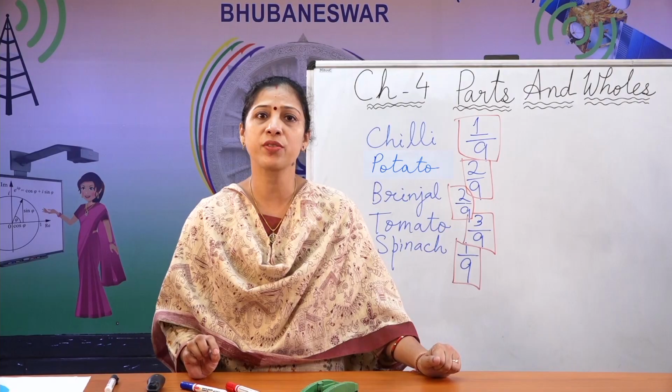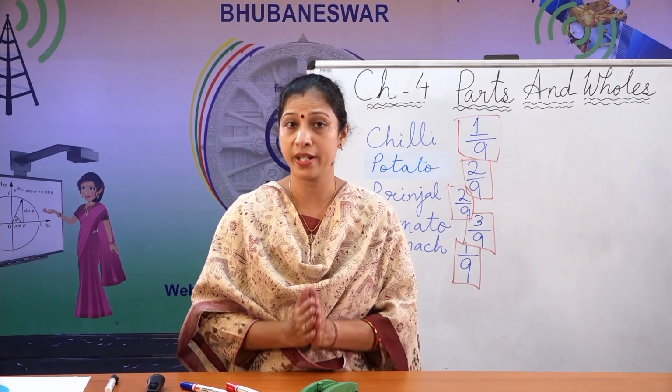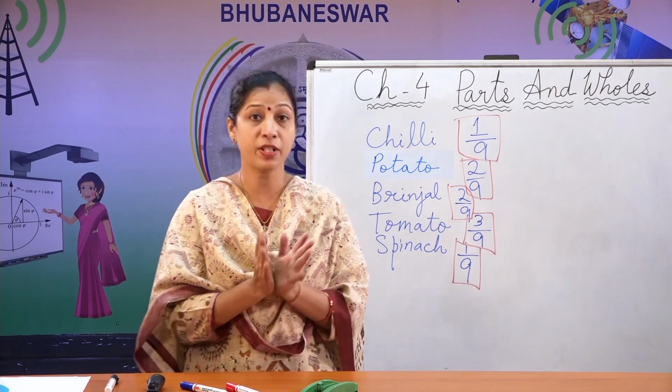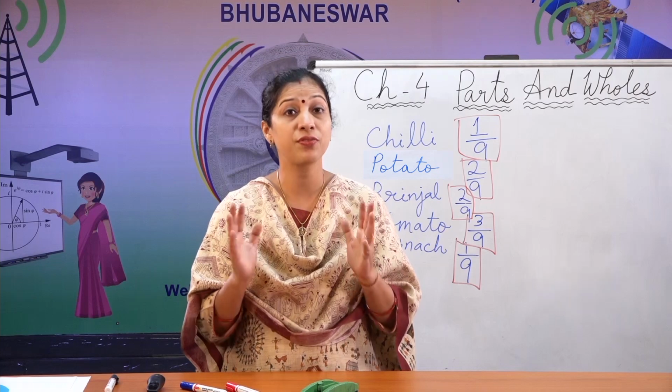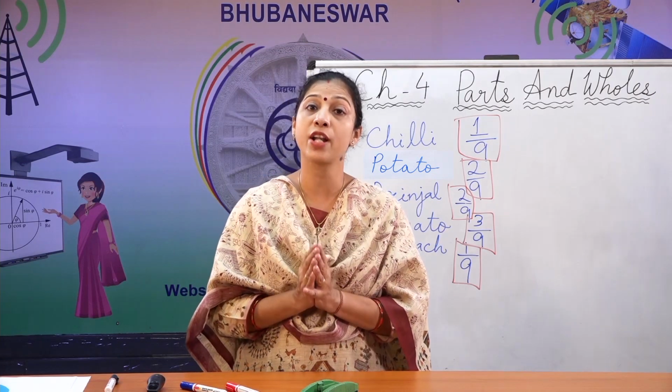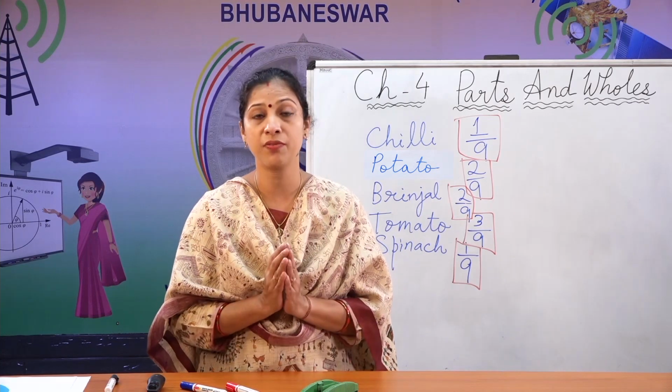So Ramu wanted to give vegetables. He gave Abu Bakar 1/5 of the tomatoes and 1/3 of the potatoes. And Shriza got 2/5 of the tomatoes and 3/6 of the potatoes. Nancy got the rest of the vegetables. Now first we have to find out how many tomatoes and how many potatoes Abu Bakar got. We have to first find out the number for the whole number of potatoes and whole number of tomatoes.